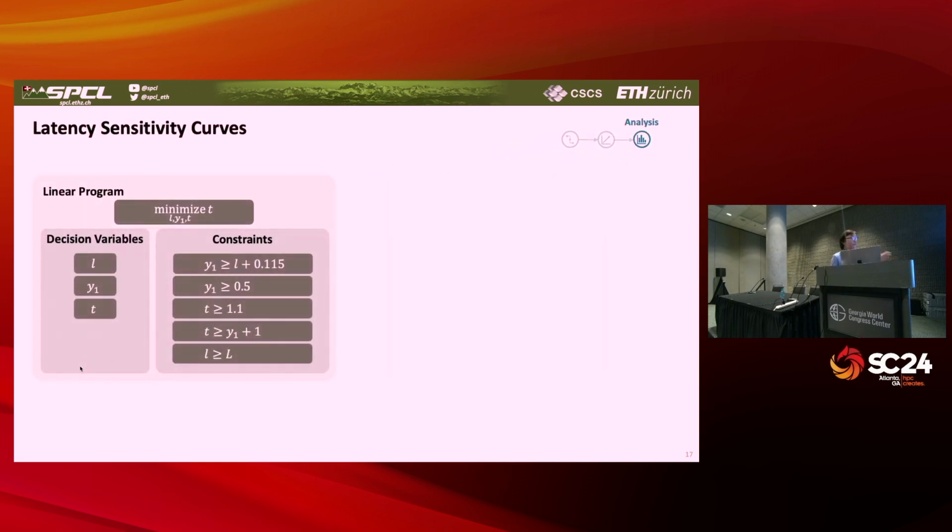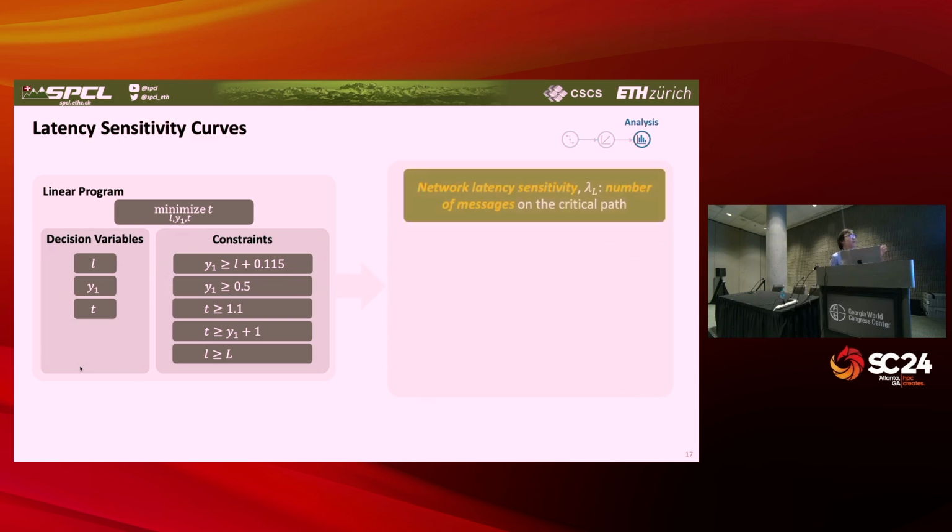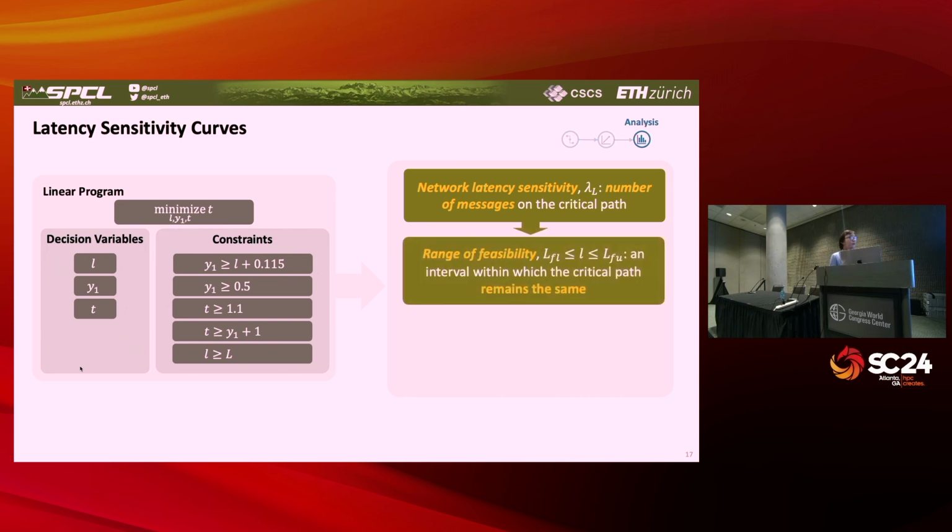The first metric is going to be this linear sensitivity curve that I mentioned before. How do we obtain the sensitivity curves more efficiently than conventional methods? We solve this linear program, and we get 2 metrics out of it. The first metric is the natural latency sensitivity, because as I mentioned, if you solve it, you get the critical path. And we know that natural latency sensitivity is nothing but the number of messages along the critical path, so we're able to obtain this directly. The second metric that we obtain is the range of feasibility.